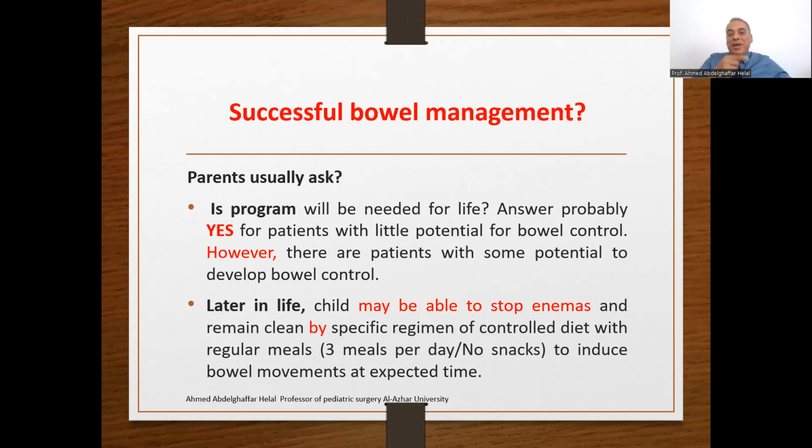However, there are some patients with some potential to develop bowel control. These patients may be the borderline cases, maybe the middle spectrum of the children. These children, later in life, may be able to stop enemas and remain clean by following a specific regimen of a controlled diet. For example, 3 regular meals per day and no snacks to induce bowel movement at the expected time.